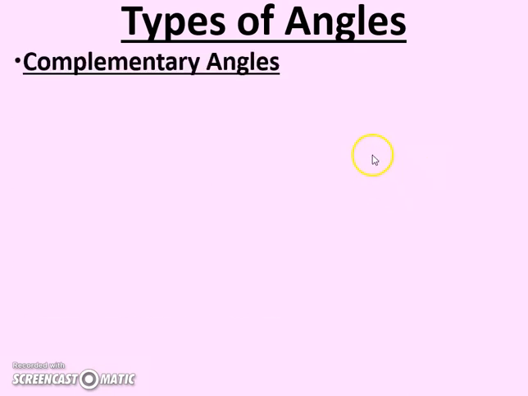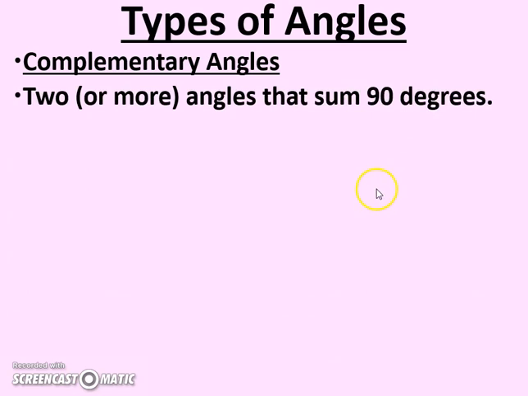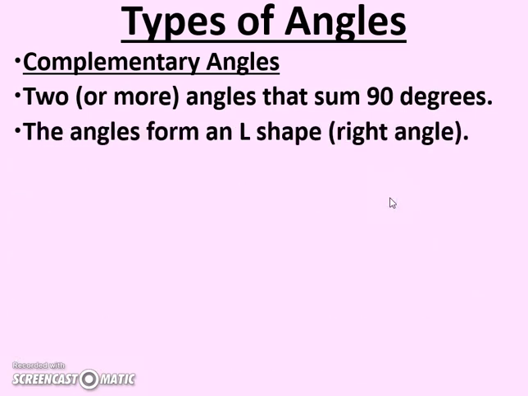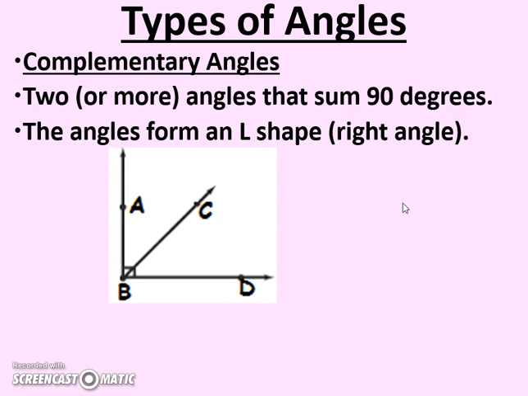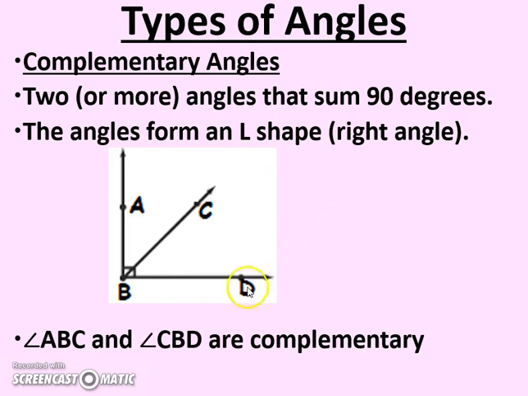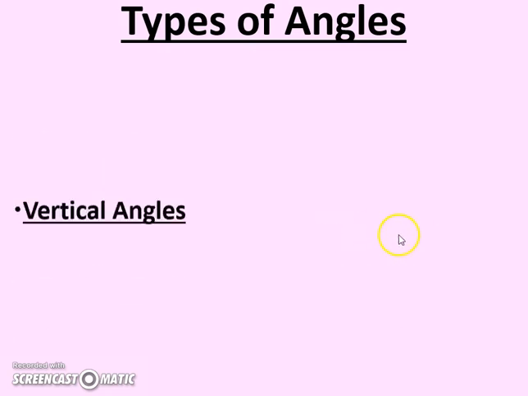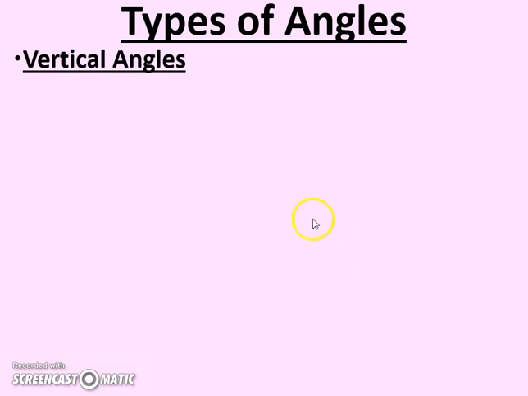The next type of angles that we're going to talk about is complementary angles. These are two or more angles that sum to 90 degrees. In other words, they form an L shape, also known as a right angle. Here is a visual of a pair of complementary angles. You can see that overall they make an L shape, but that L shape is made of two parts, this part and this part. So if we were going to name these two complementary angles, we would say angle ABC, which would be this section here, and angle CBD, which would be this section here, are complementary because they form a right angle.